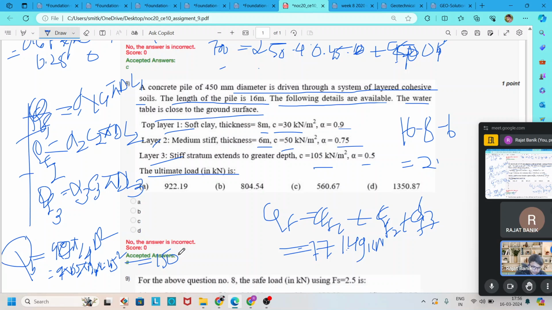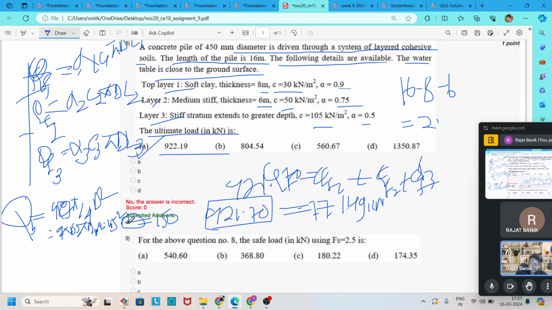Add both the results, QS plus QB, to get the total ultimate load, which is equal to 921.70. I'm writing 921.70. So the closest answer is here option A, that is 922.19. The correct option is option A.